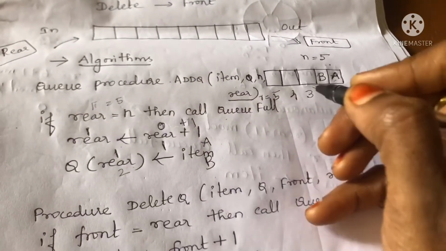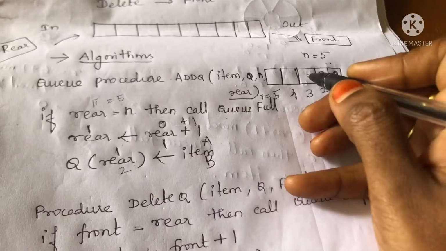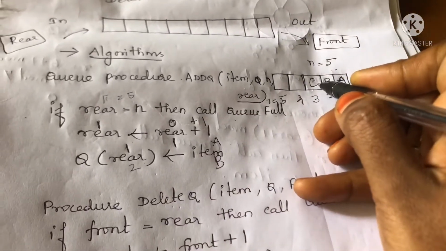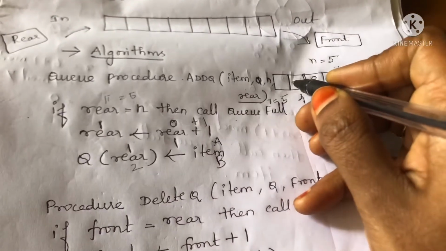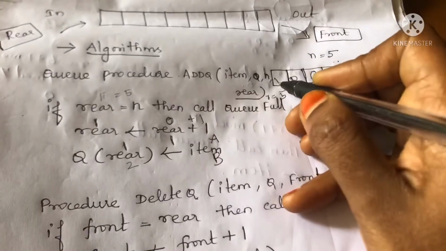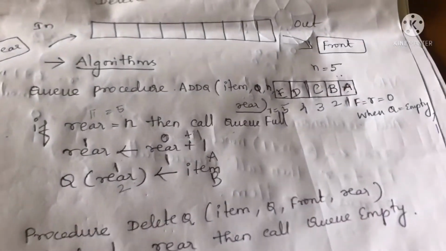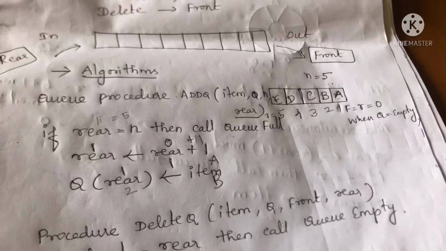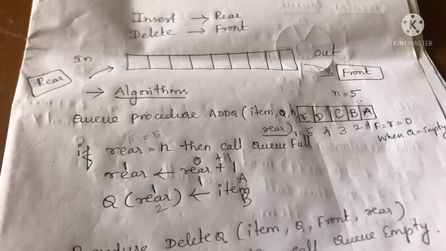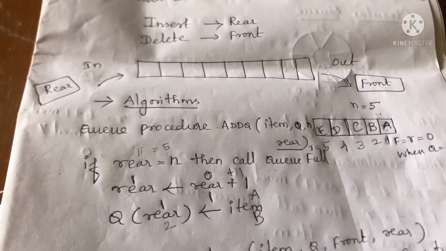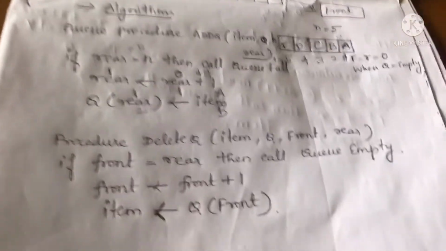Next, I am going to add one more item. At that time, rear value is 3, and I am going to add C. Likewise, I add one more item D, then E. This is the procedure for adding items into the queue. This is the condition. Next one is deletion.